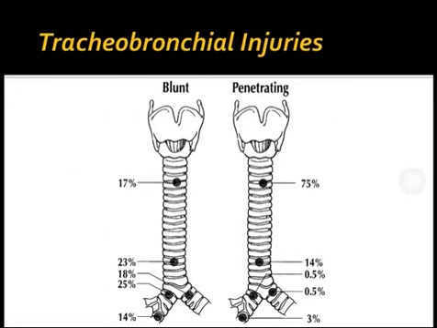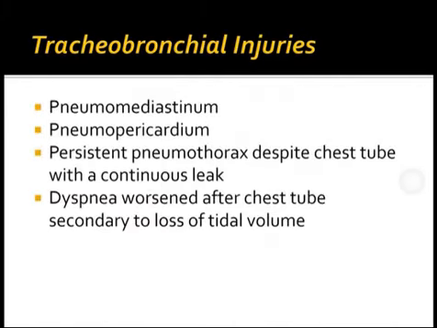Tracheobronchial injuries, this is that same thing I showed you earlier. Again, remember blunt injuries tend to occur more at the carina or right at the takeoff of the main bronchus, whereas most penetrating injuries happen in the neck. Tracheobronchial injuries are one of the things that I absolutely detest. They're tough to control, they're tough to deal with. You can see unexplained pneumomediastinum or pneumopericardium on a CT. You put a chest tube in and they have a continuous air leak.